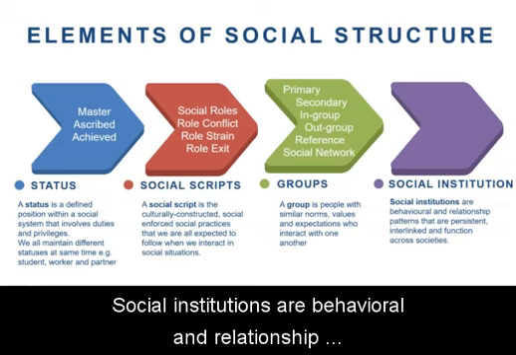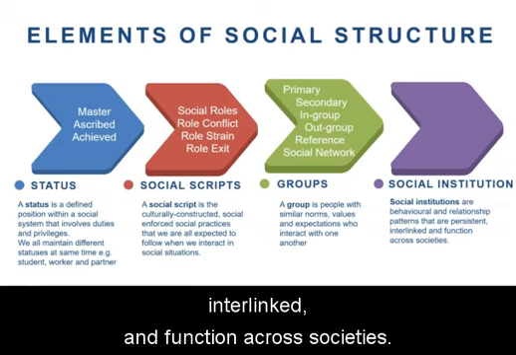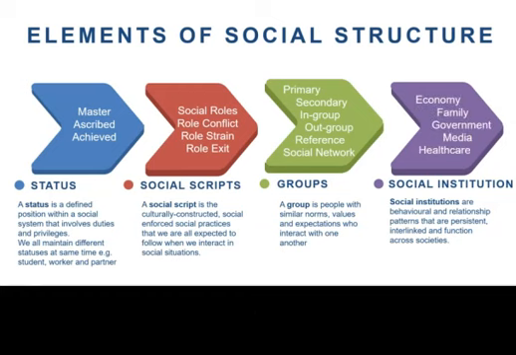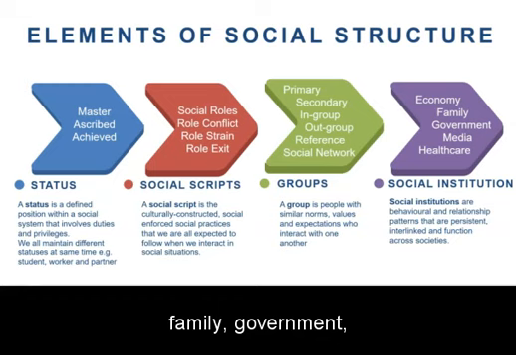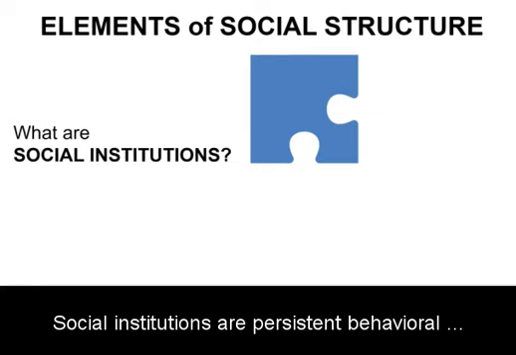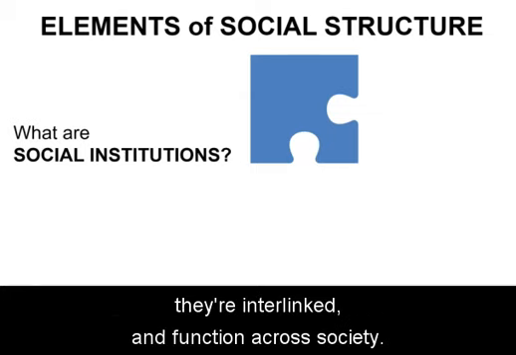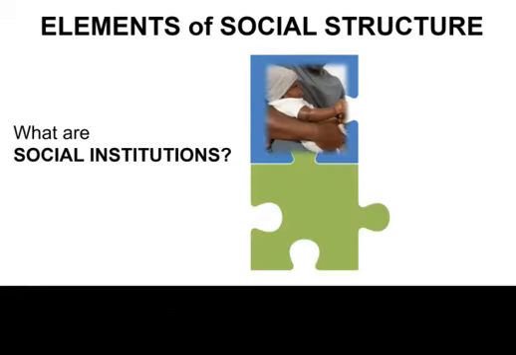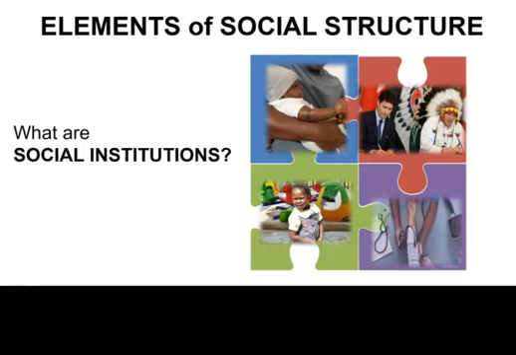Social institutions are behavioral and relationship patterns that are persistent, interlinked, and function across societies. They're the large institutions: economy, family, government, media, healthcare. So what are social institutions? Social institutions are persistent behavioral and relationship patterns in society. They regulate people's behavior, they're interlinked, and function across society. Examples are family, schools, government, healthcare.